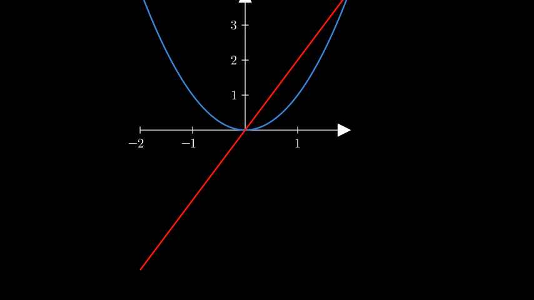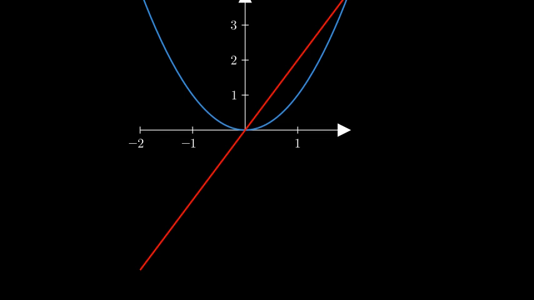For our second example, let's find the derivative of f of x equals 3x plus 2, which is a linear function. Again, we start with the difference quotient. We have f of x plus h minus f of x divided by h. Substituting our function, we get 3 times x plus h plus 2 minus 3x plus 2, all divided by h.